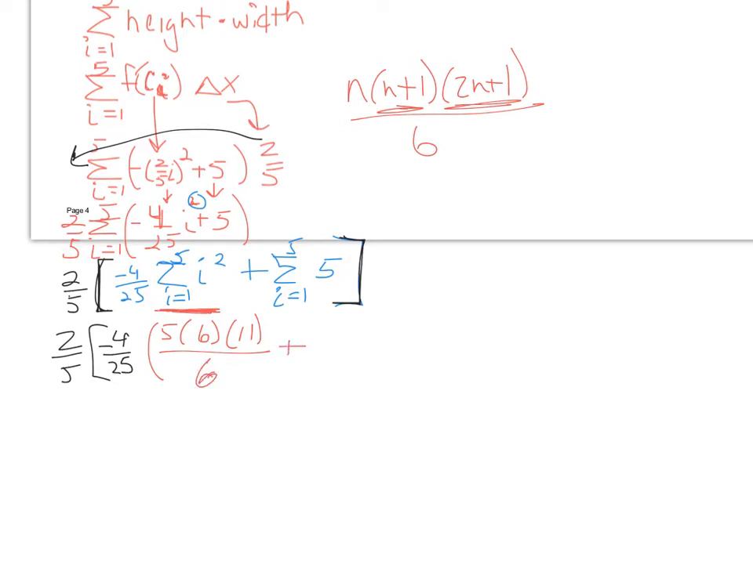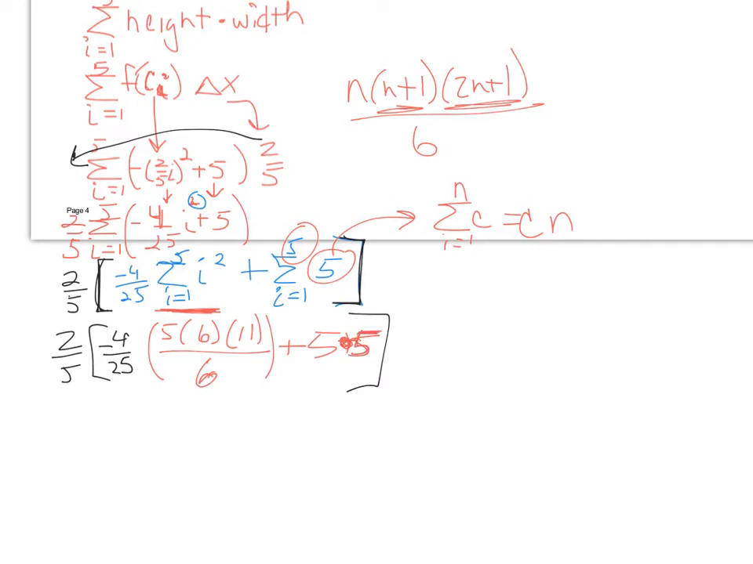All right, plus now the formula for this part is sigma c, from 1 to n, is Cn. Well, my C is 5 and my n is 5, so 5 times 5 is 25. I think we can do that. All right, and now I wrote 5 plus 5. That's a bad thing. That's a 5 times 5. I said 5 times 5, though, I hope.